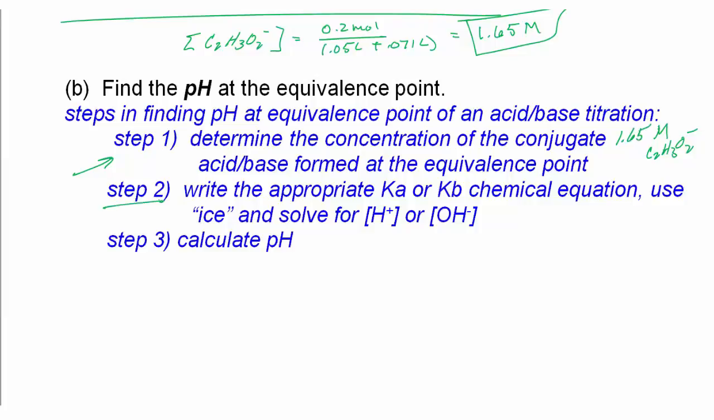Step 2, write the appropriate Ka or Kb chemical equation and use ICE to solve for hydrogen ion or hydroxide, and then get our pH. Well, it's acetate. We have to write a Kb reaction. Oh, I forgot to add my water. All right, Kb reaction: conjugate base plus water forms hydroxide and the conjugate acid.